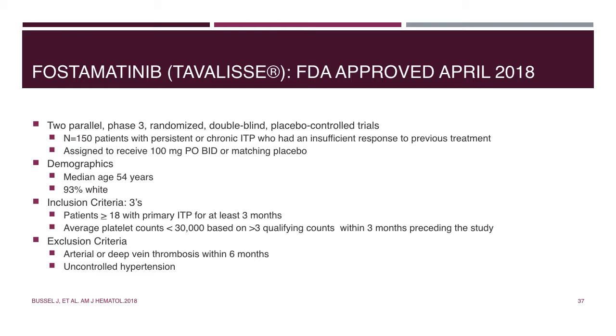Patients were included in the study if they were older than 18 years of age with primary ITP for at least 3 months. They had to have an average platelet count of less than 30,000 based on 3 qualifying counts within 3 months preceding the study. Patients were excluded based on numerous criteria, but 2 I thought were important were arterial or DVT within 6 months, as well as uncontrolled hypertension.